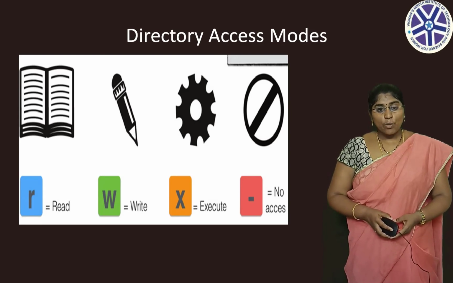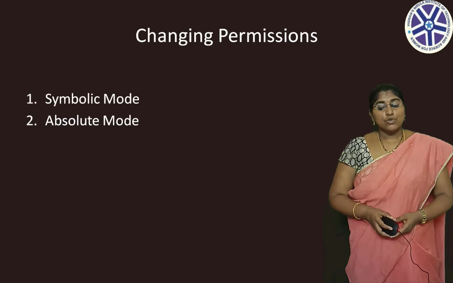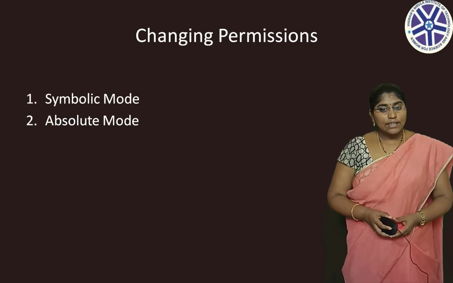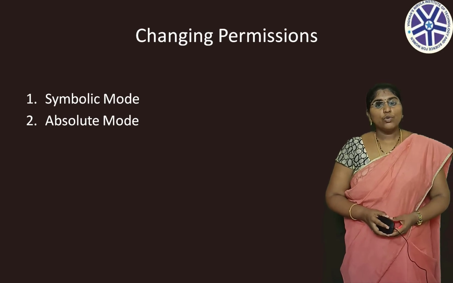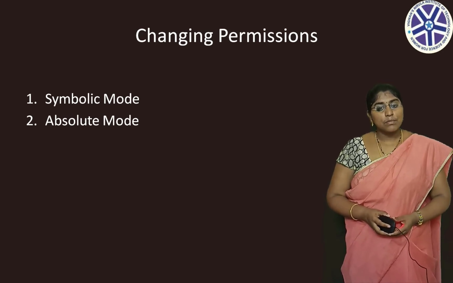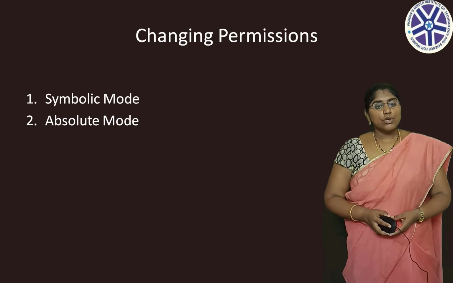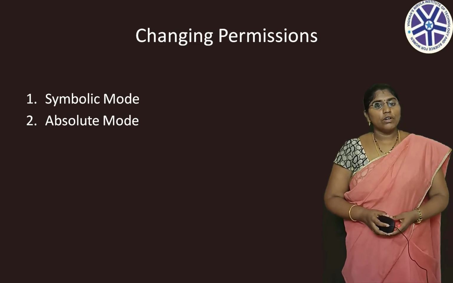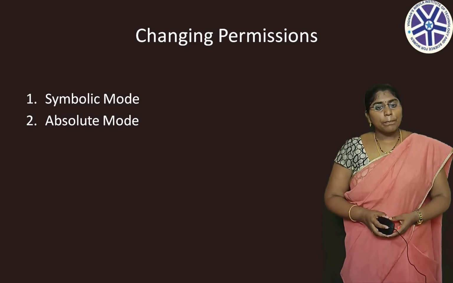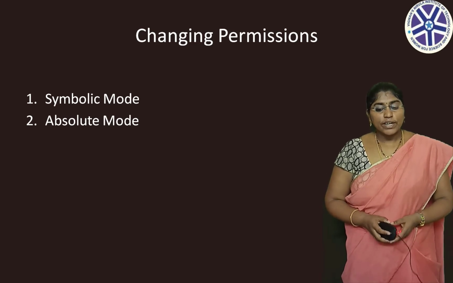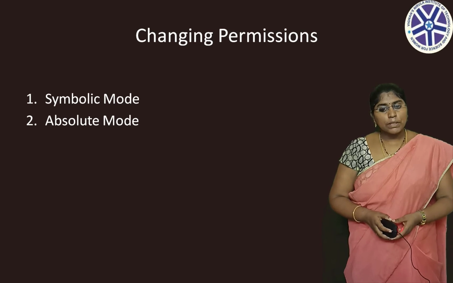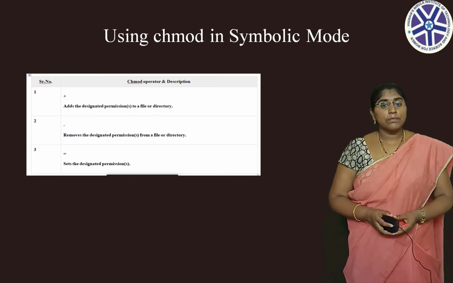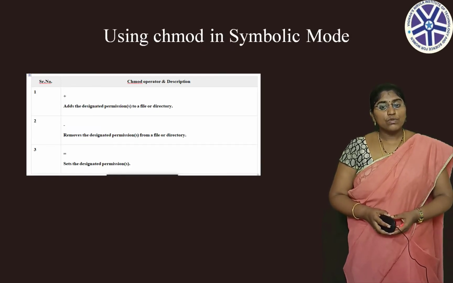Now the next topic is changing permissions. To change the file or directory permissions, you use the chmod command. There are 2 ways to use the chmod command: symbolic mode and absolute mode. Using chmod in symbolic mode is the easiest way for a beginner to modify file or directory permissions. With symbolic permissions, you can add or delete or specify the permission set you want by using the operators in the following table.